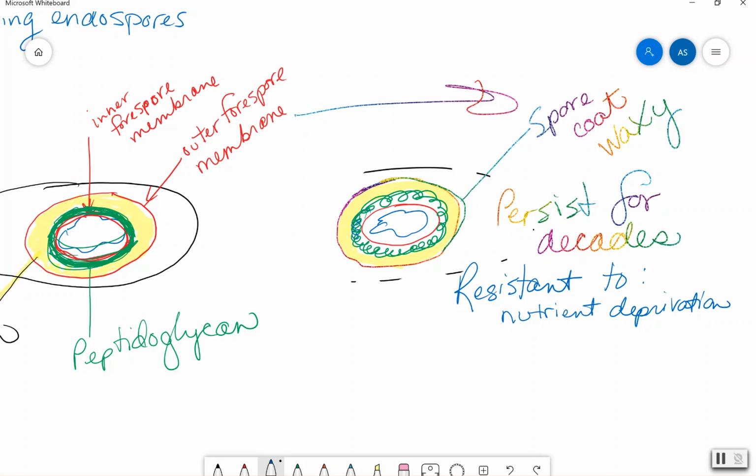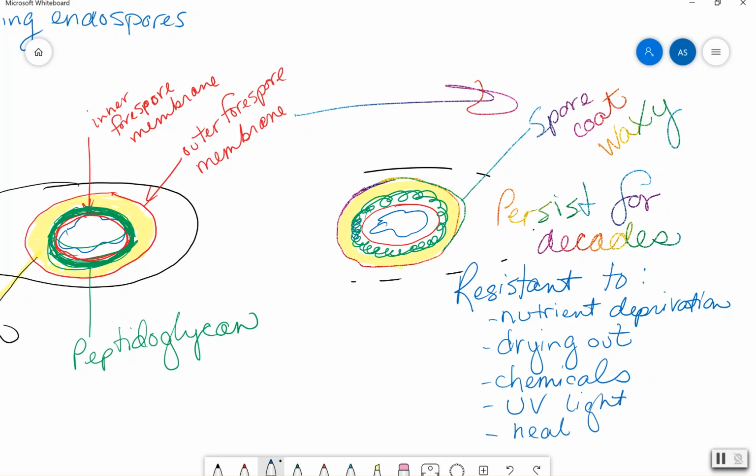They're resistant to desiccation, which is drying out, so there's not enough water. They're resistant to chemicals like disinfectants, antiseptics. They're resistant to UV light, and they're resistant to heat. So endospores are very, very difficult to kill.